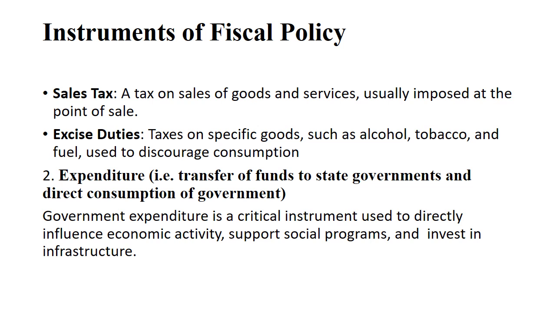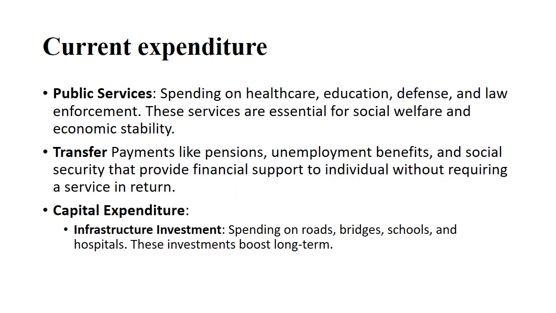Second one is public expenditure. Under expenditure, we are doing current expenditure and capital expenditure. So current expenditure as a public service, spending on healthcare, education, defense, law enforcement. Then transfer payments like pension, unemployment benefits, and social security, that provide financial support to the individual without requiring a service in return.